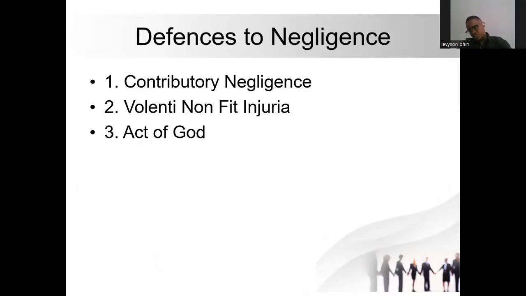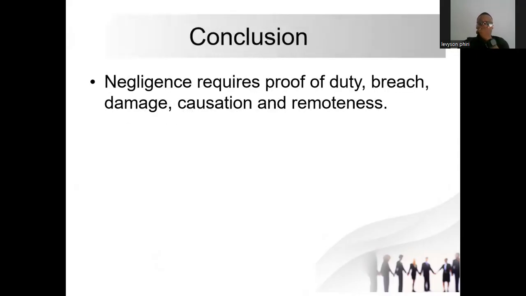Also the act of God. Today I won't explain this, but in other videos we'll be explaining this more. So in summary, or in conclusion, we can say negligence requires proof of duty of care, breach, damage, as well as causation and remoteness. This is the important part. Once we have this, we have concluded that there is negligence. That's the most important part.